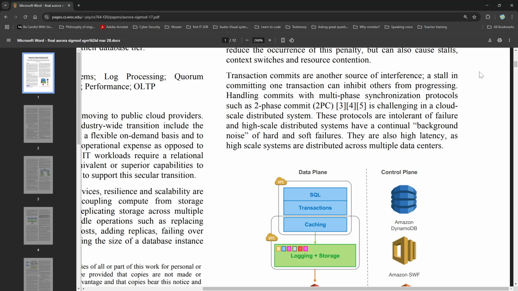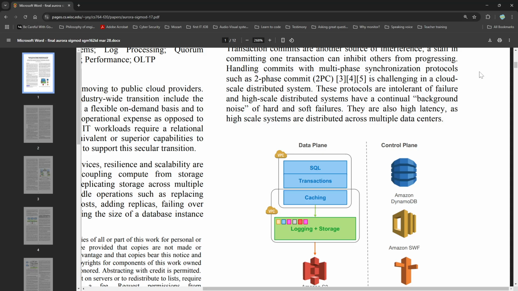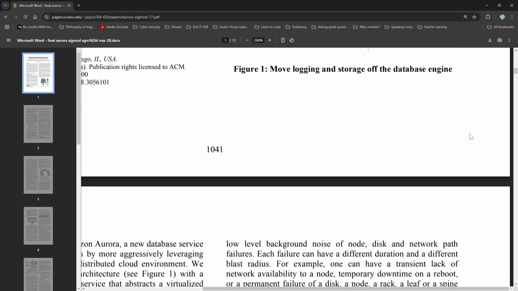Transaction commits are another source of interference. A stall in committing one transaction can inhibit others from progressing. Handling commits with multi-phase synchronization protocols such as two-phase commit, or 2PC, is challenging in a cloud-scale distributed system. These protocols are intolerant of failure, and high-scale distributed systems have a continual background noise of hard and soft failures. They are also high latency, as high-scale systems are distributed across multiple data centers.